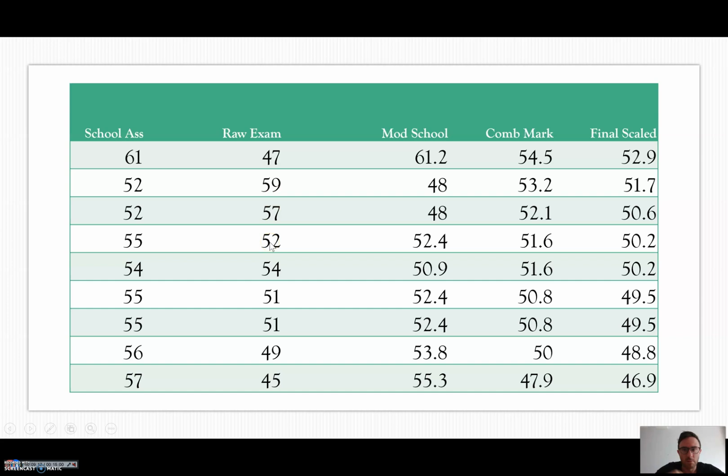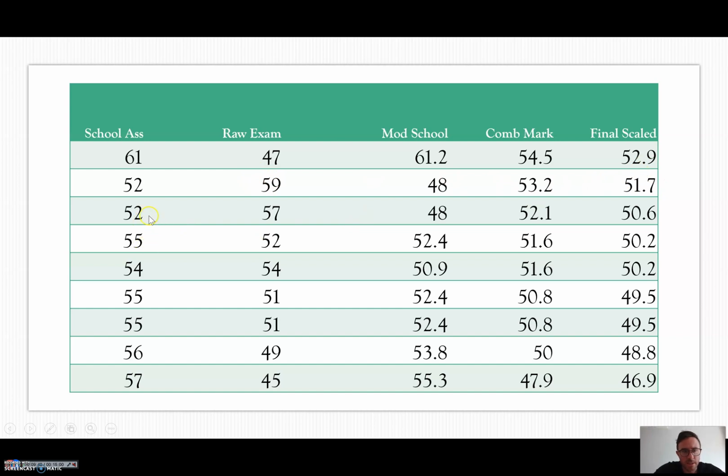Now, remember, we want a final scaled score of 50 to avoid us having to sit extra English competency tests if we're looking to enter into university. Now, you can see this student here, 61 raw exam, didn't do that well, but because of the high school score, 52.9. This student here, again, lucky that they scraped by. The school assessment was low, but the raw exam did well, so that was a really good result for that student to get that 51.7.